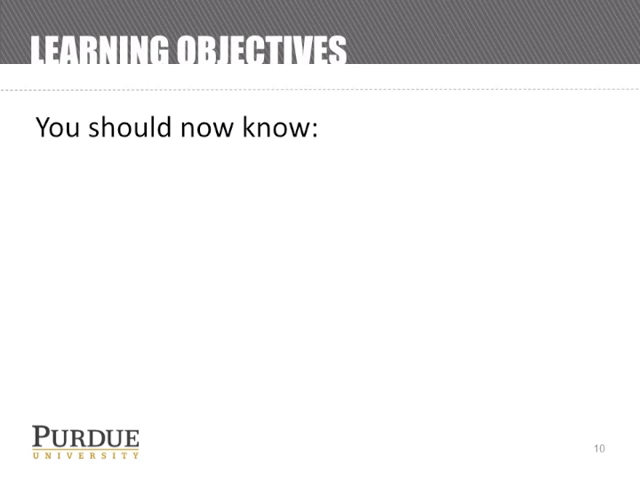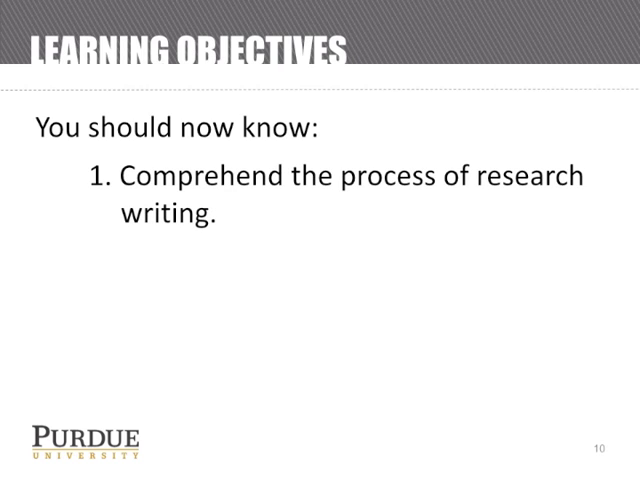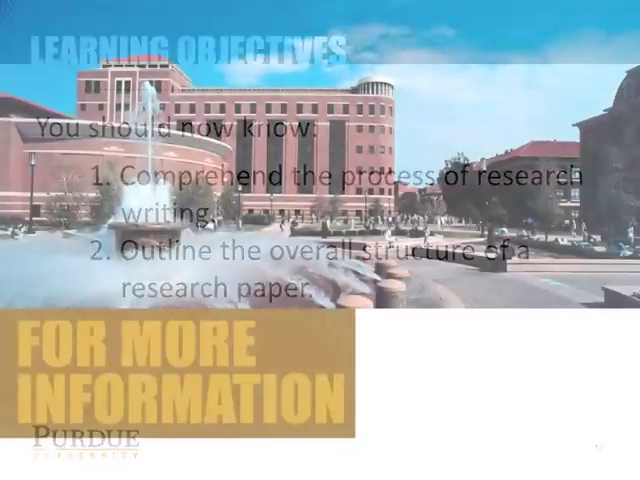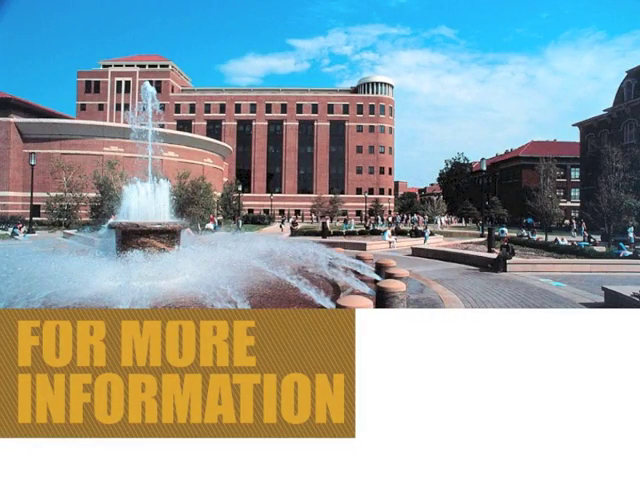At this point, you should now know more about the process of research writing and the overall structure of a research paper. If you need more information about publishing and academic writing, various resources are available in the Purdue University libraries, bookstores, and online, as well as from your graduate mentors and professors.